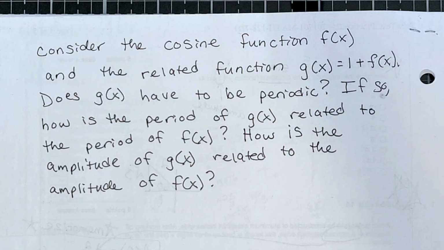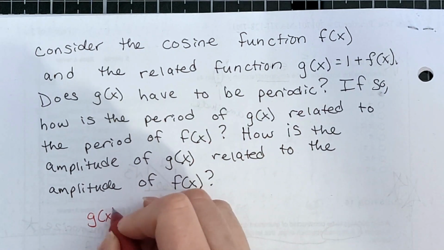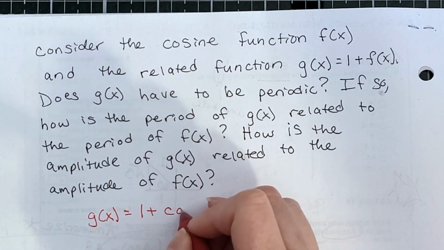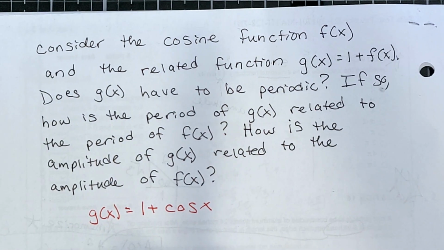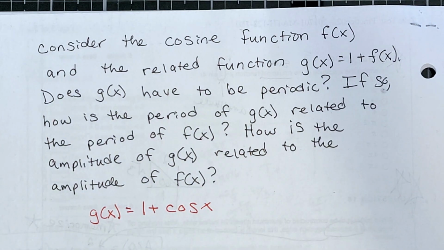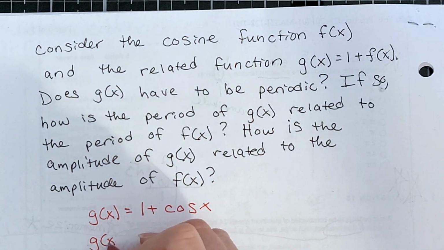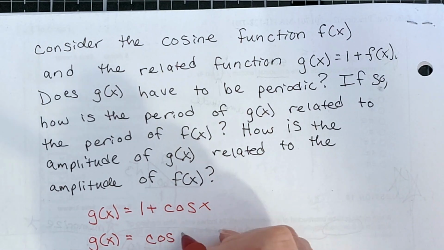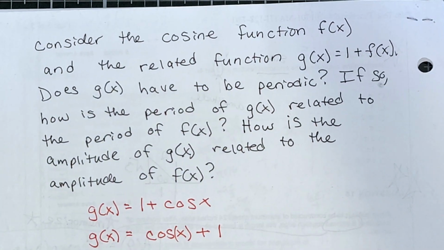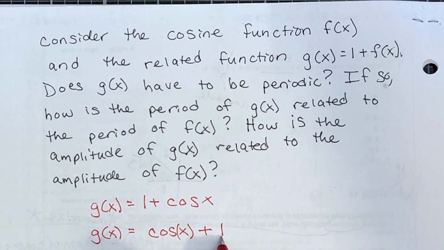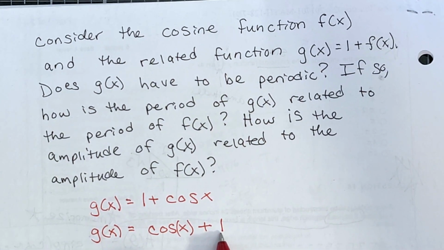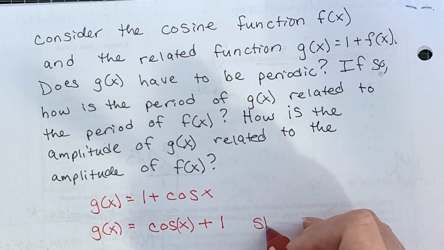All right, so we have g of x is equal to 1 plus the cos of x. All right, so I'm going to rewrite that. That is not the standard format of writing these. So if you were to rewrite it, you would have the cos of x plus 1. That's how we're normally used to writing it. Now, if you think back to parabolas and stuff, what would the 1 do to your graph? So the 1 would shift the graph up 1.